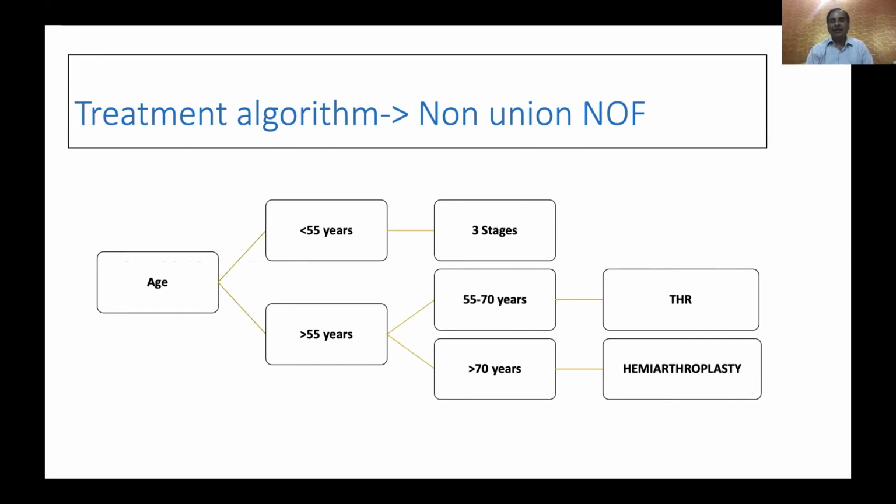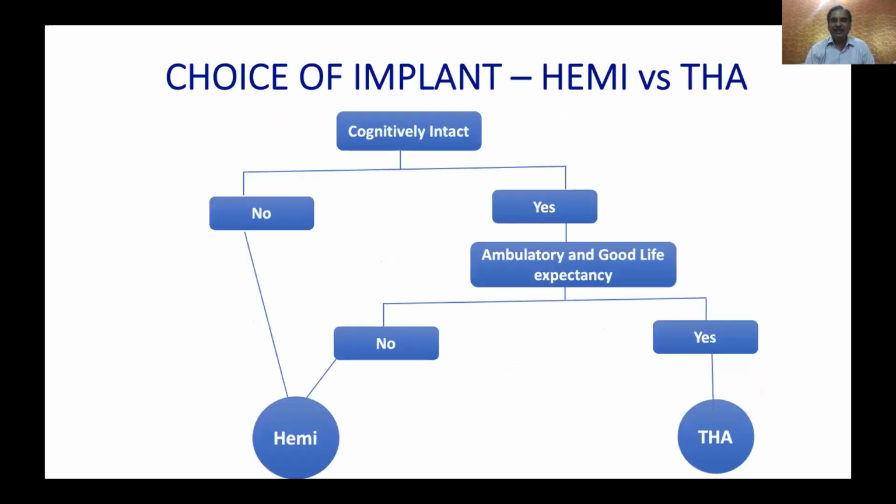You can skip the upper side, which talks about non-union treatment with 3 stages described by Dr. Sandhu. But if the patient is old but physiologically younger, a high demand patient, you can do a total hip replacement. If the patient is more than 70, you can do a hemiarthroplasty. And this is how we choose between hemi and THA.